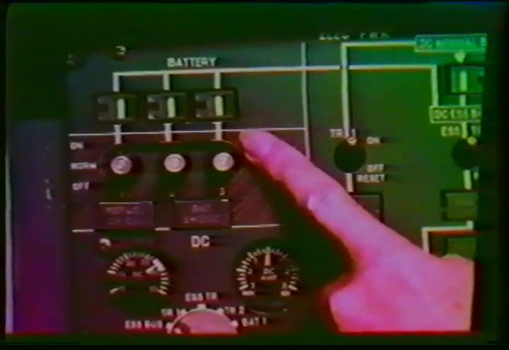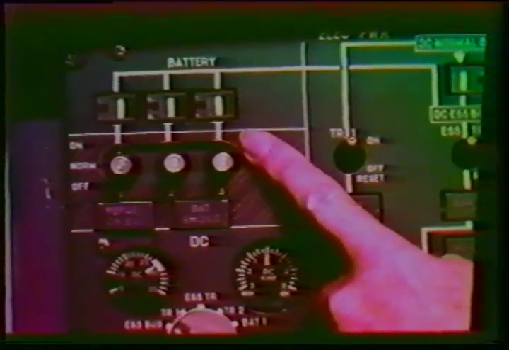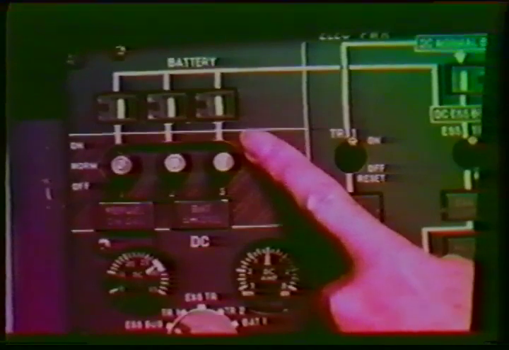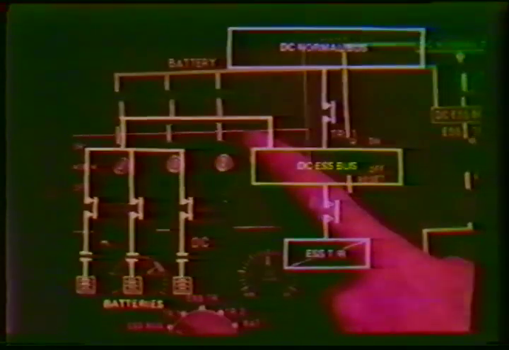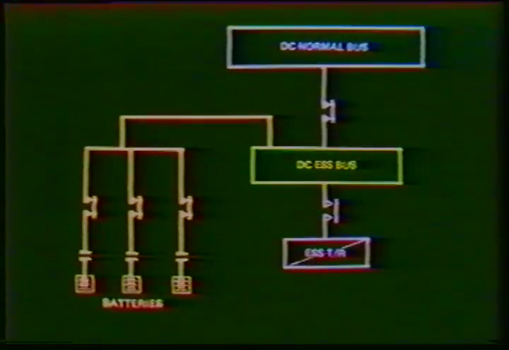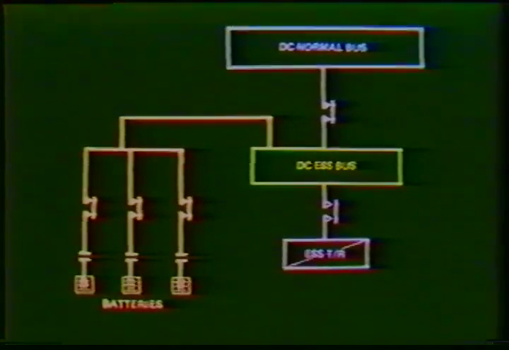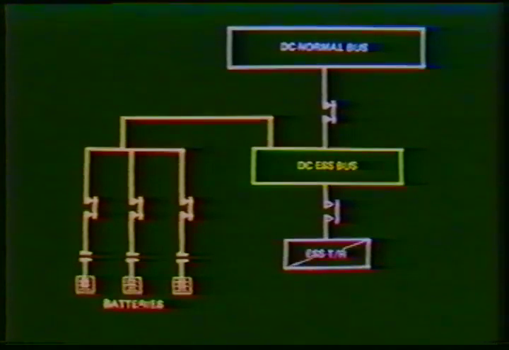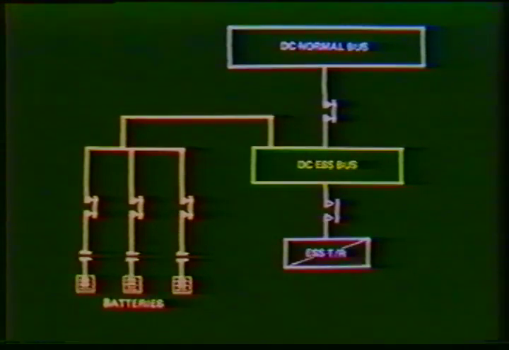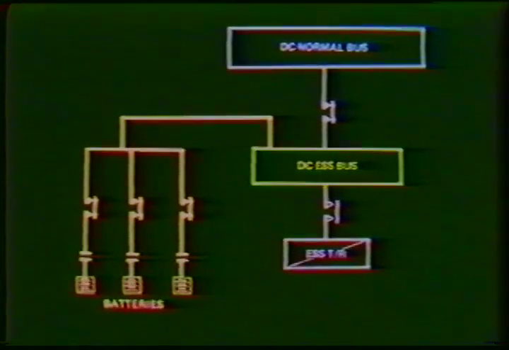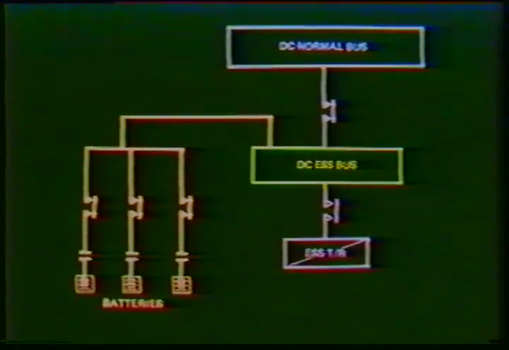3 aircraft batteries are also connected through contactors to the DC essential bus. The 3 batteries are rated at 25 ampere hours with a nominal voltage of 25 volts. So we can say that the DC essential bus has 3 sources of power in this order: first, the essential TR; second, the DC normal bus; and third, the 3 batteries.